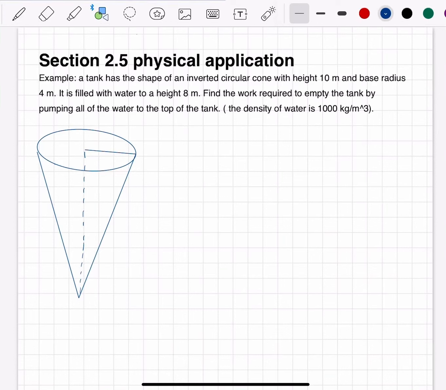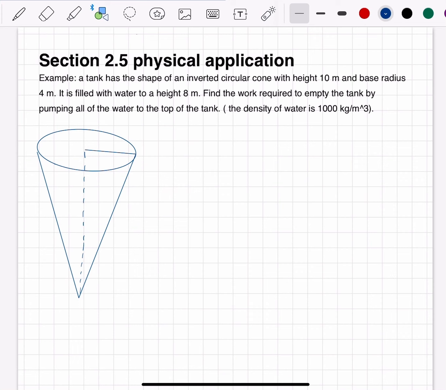A big application of integral calculus is physics. So for section 2.5, we're going to talk about some physical applications. We have one example about a tank shaped like an inverted circular cone, with a height of 10 meters from top to bottom and a base radius of 4 meters. It is filled with water to a height of 8 meters.